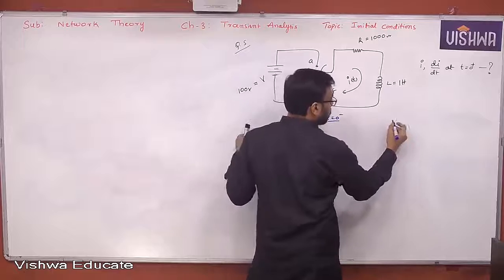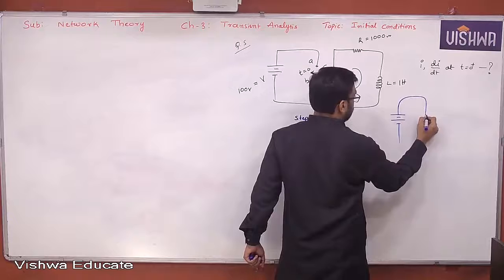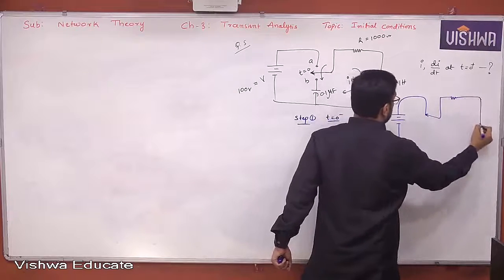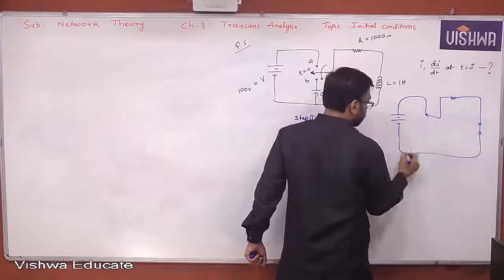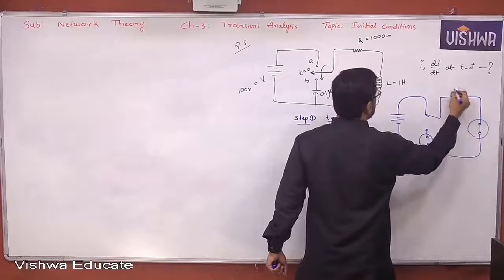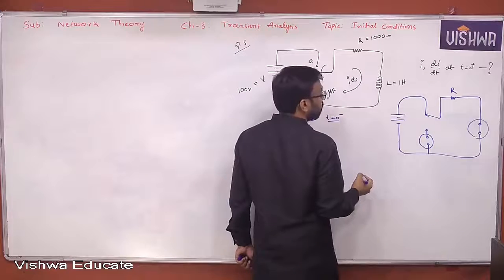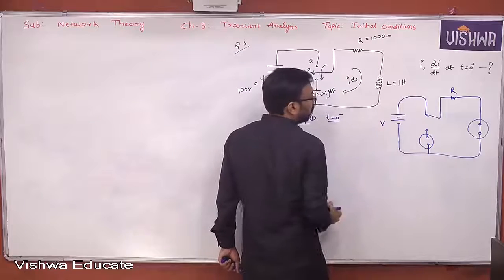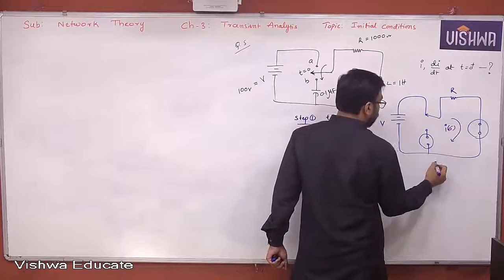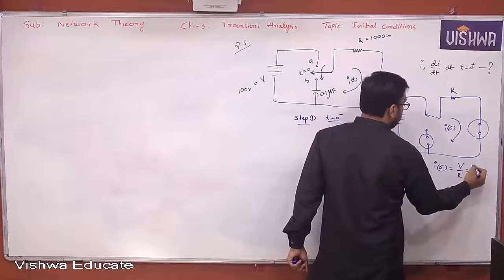Now the circuit becomes like this. This is the switch. Inductor is acting like a short circuit. Capacitor is acting like an open circuit. The resistor is R. Okay. Now this is 1 Henry. This is 1000 ohm. Now this is actually V. Yes or no, all of you? This is the current actually given. This is now I of 0 minus. So what is I of 0 minus? V by R. What is V? 100. What is R? 1000.